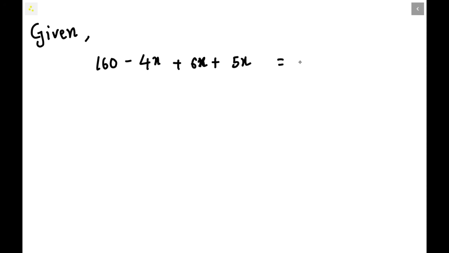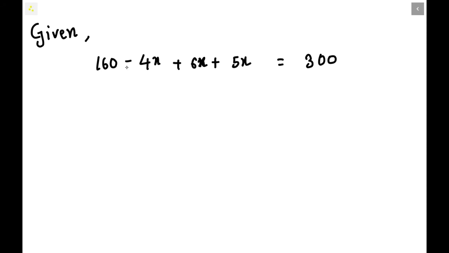Now what we can do is, it is given that 160 minus 4x plus 6x plus 5x will be equal to 300, because the total amount with me is 300 rupees. In that, the total amount of 1 rupee coins is 160 minus 4x, the total amount of 2 rupees coins is 6x, and the total amount of 5 rupees coins is 5x. So we can frame it as 160 minus 4x plus 6x plus 5x equals 300.